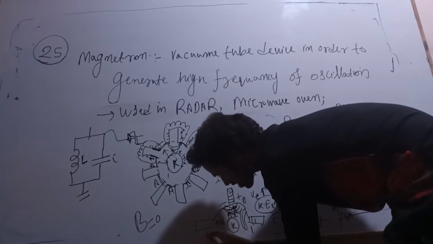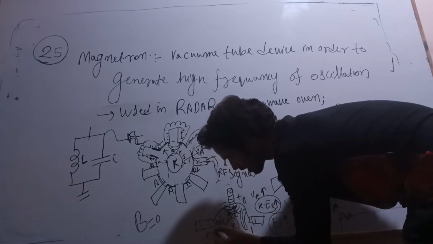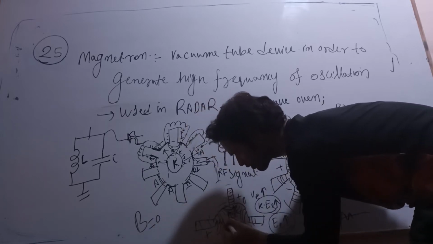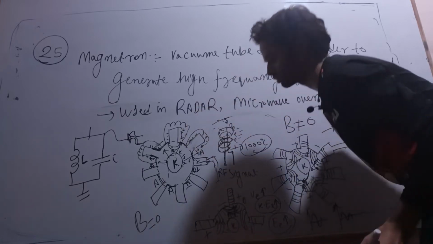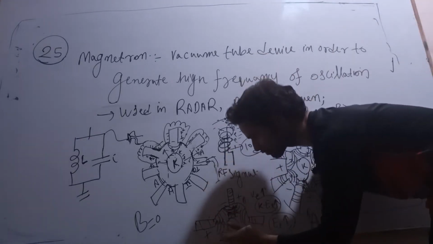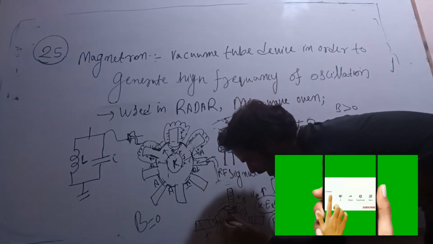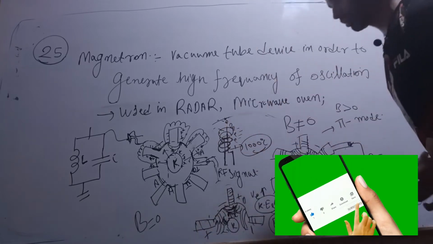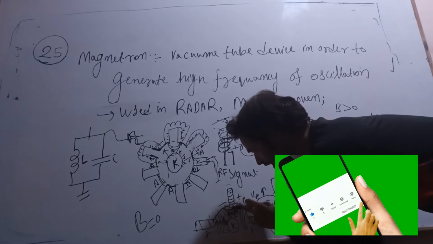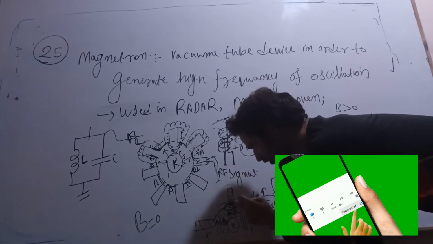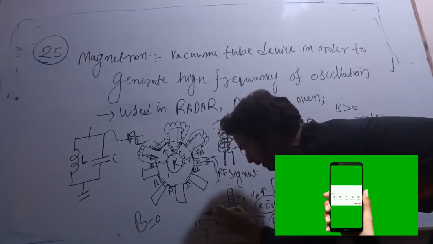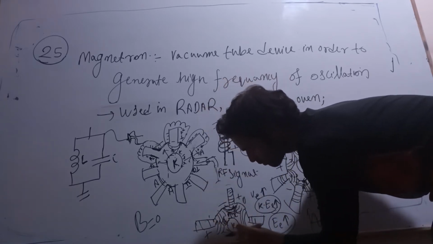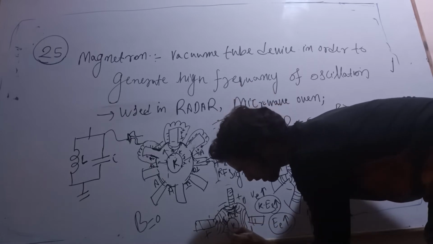Now if you see this adjacent cavity, the magnetic field there is in the opposite direction. This magnetic field will retard this electron, and this electron will come back toward the cathode. So this magnetic field will accelerate this electron, but in the adjacent cavity, the magnetic field across it will retard this electron.